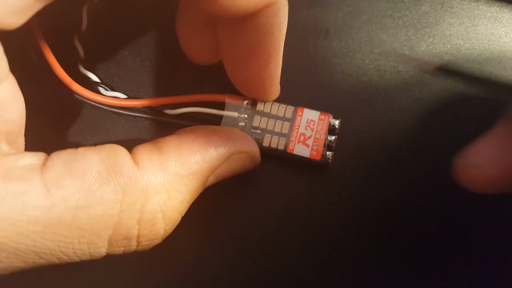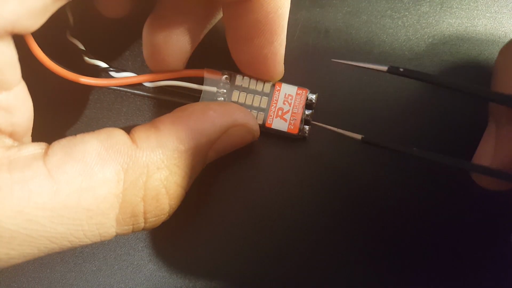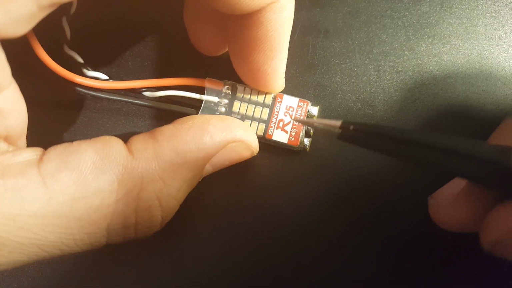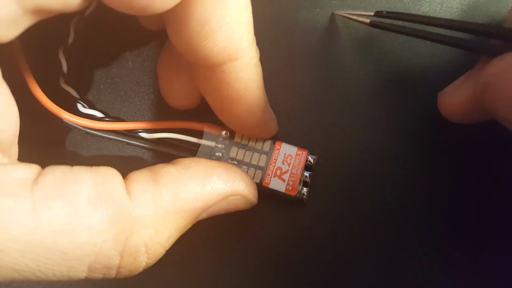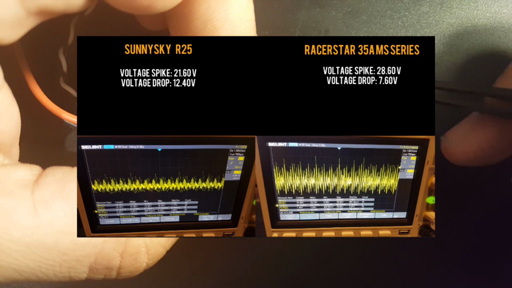Alright guys, so how did this do? This did very good actually, very good. More than I expected actually. In voltage drops, I'll have this on the screen. Voltage drops, it was 12.4 volts. That's a low chance of a VTX blackout, which is amazing for $10.